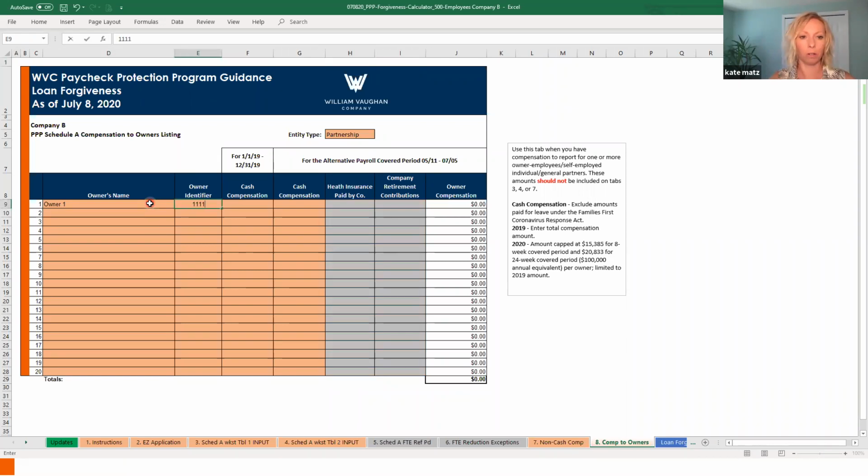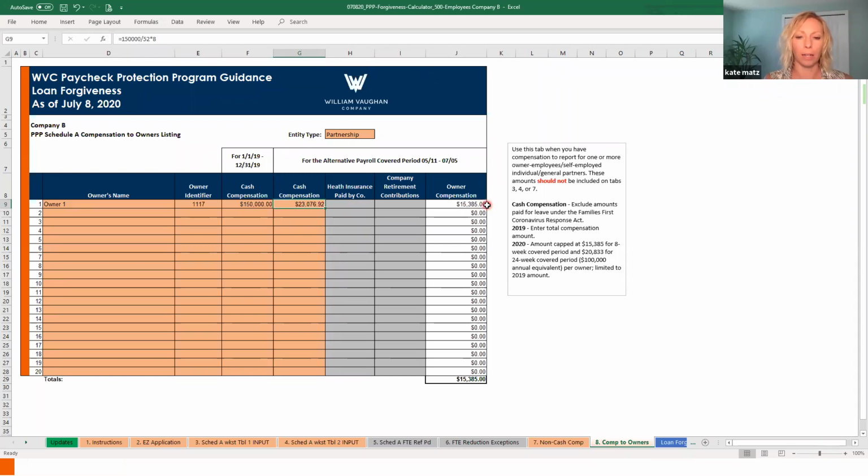We'll plug in our owner information. So owner 1, and then let's say that they had cash compensation of $150,000 in 2019, and then for the payroll period, or the alternative payroll period, they had the same rate of pay. And so if we took the 150,000 divided by 52 times 8, that gives us that 8 weeks' worth, assuming it's the same rate of pay. So 23,077 is what we're plugging in there.